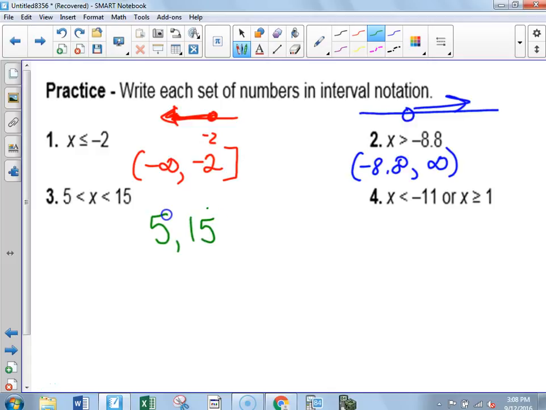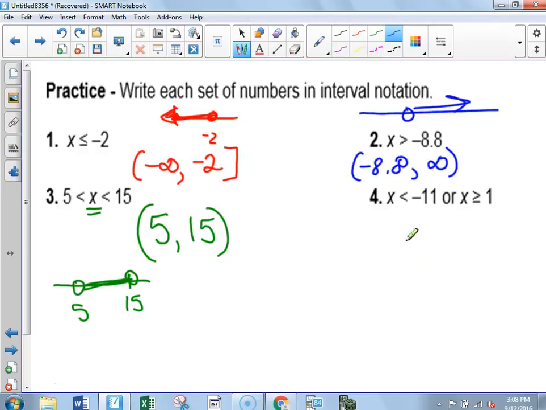It really just looks like an ordered pair, right? Because this means x is between 5 and 15. If you graphed it, you would have an open circle here and an open circle here and in between. X is less than 15 but greater than 5. I call that one a sandwich sentence when it's sandwiched in between.